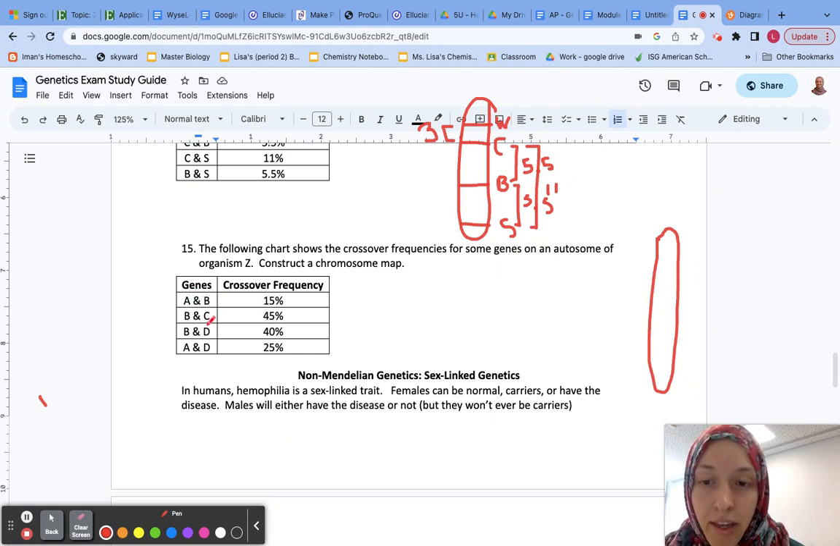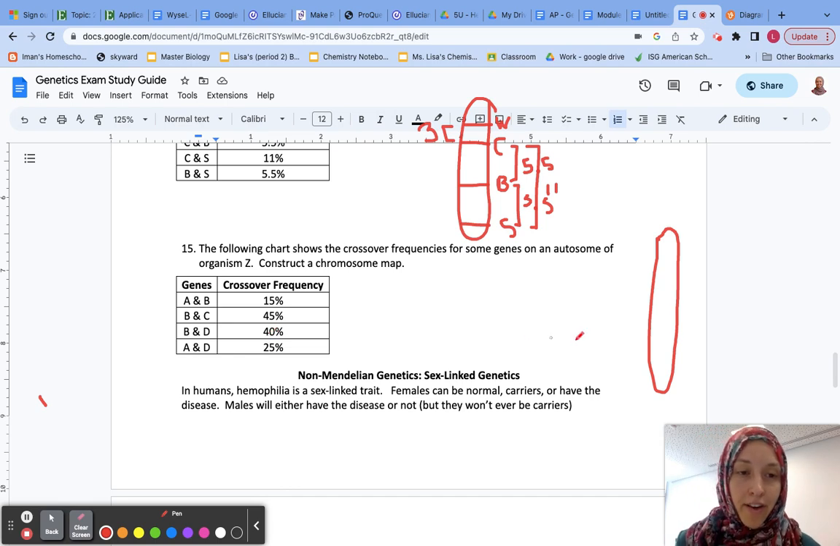A, B, A, D, B, D. I'm going to say A, B, and D are all within 40 of each other. Okay, so I'm going to put them here. My B and D are my furthest ones. Okay, B and D are my furthest ones. They're 40 apart.